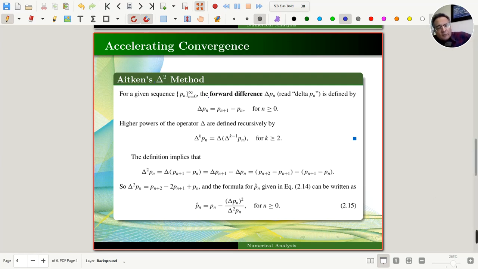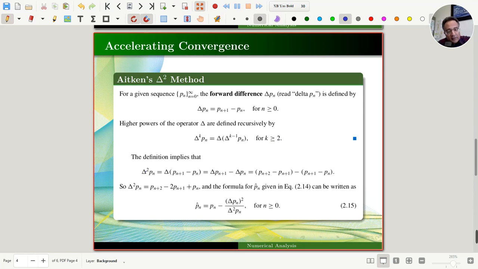But why do we say delta squared? What's delta? In fact, for the illustration of the delta, we should consider an operator we call the forward difference. What's the forward difference for a term of a sequence? We define delta Pn to be Pn+1 minus Pn. Okay? And we define delta^k Pn equal to delta times delta^(k-1) Pn for k greater than or equal to 2.